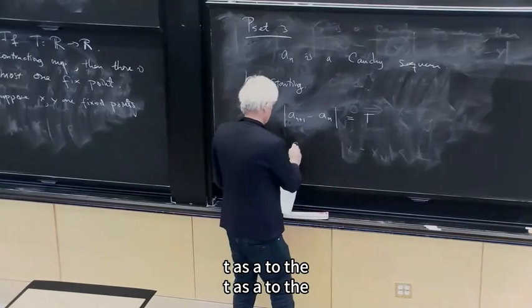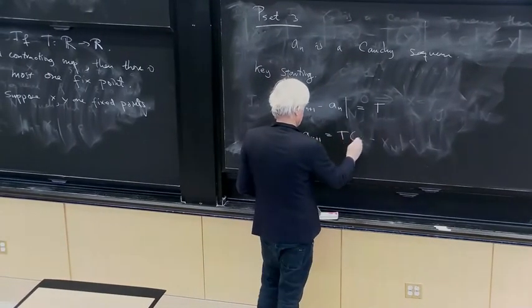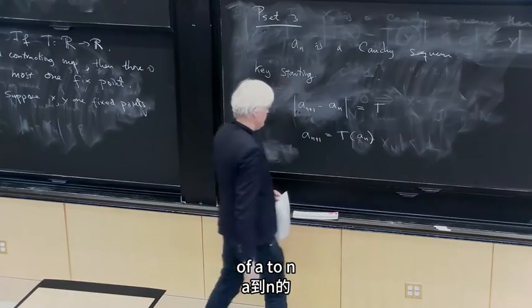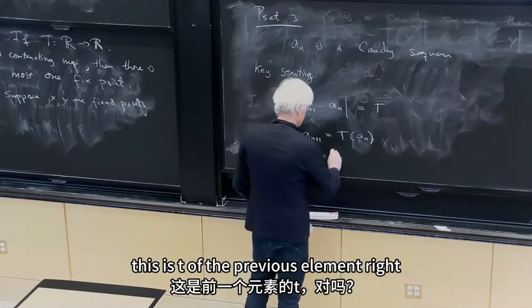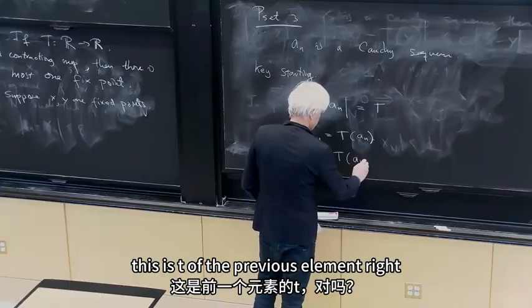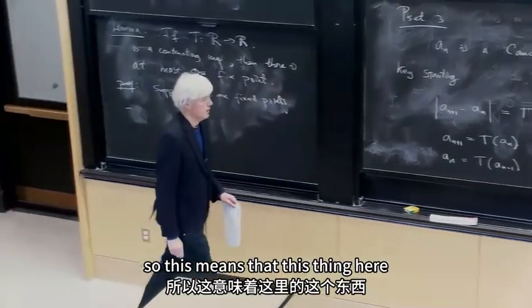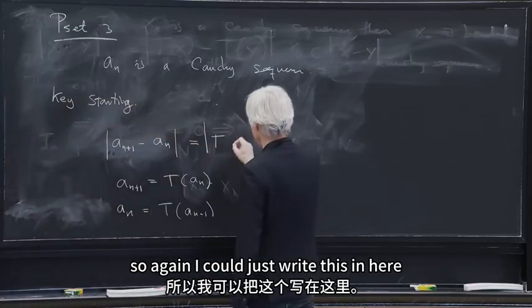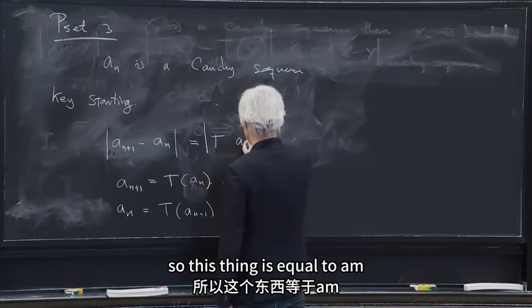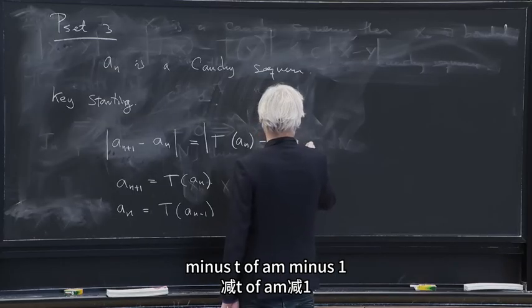as a to the n plus 1. This here is just t of a to the n, and a n itself, this is t of the previous element, right? This is how we define them. So this means that this thing here, so again, I can just write this in here. So this thing is equal to a n minus t of a n minus 1.